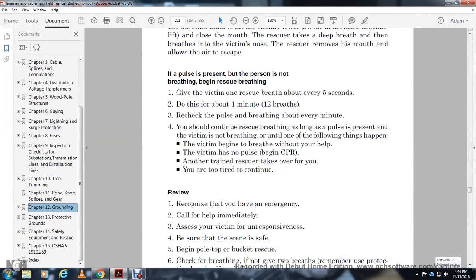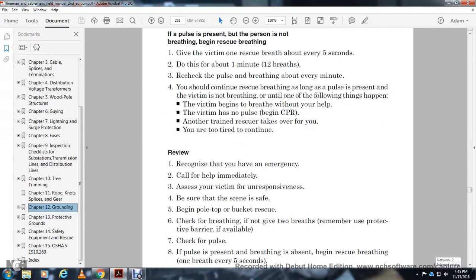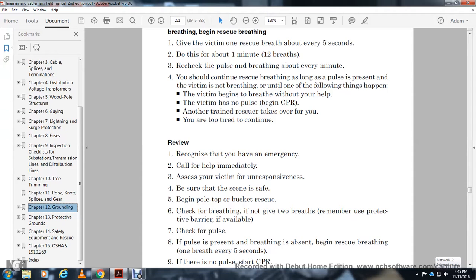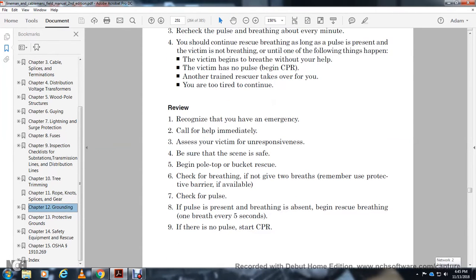Review. Recognize that you have an emergency and call for immediate help. Assess whether the victim is unresponsive. Be sure to have the scene safe at the beginning. Open the airway and check for breathing. If not breathing, give two breaths. Remember to use a protective barrier if available. Check the pulse. If the pulse is present and breathing is absent, begin rescue breathing, one breath every 5 seconds. If there's no pulse, start CPR.